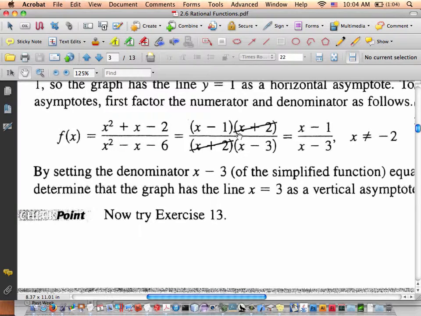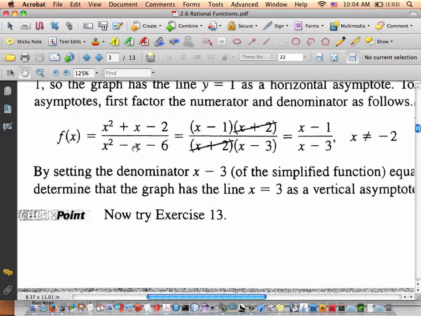But we still do have a vertical asymptote. Where is that? At 3. So x cannot be negative 2. Why? Because, Caitlin, if you go back to the original function and plug negative 2 in, you're going to get 0 over 0. And that is not a real number. That's an undefined value, so you can't do that. You still can't plug in negative 2.